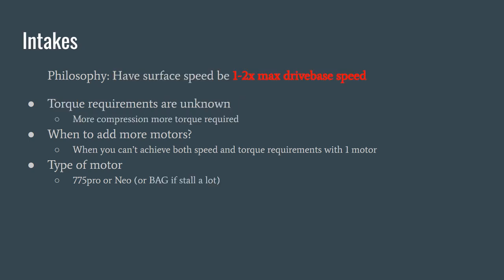Intakes: the goal is to get the surface speed of the wheel to be 1 or 2 times the max drive base speed. So let's say you have a 2-inch wheel, the circumference is 2 pi, right? If that's going 1 RPM, then it's going 2 pi inches per minute, right? And your goal is to get that intake wheel going as fast as your drive base, or a little bit faster usually. Did you see this year's robot where Hubert could go full speed into a ball and pick it up?